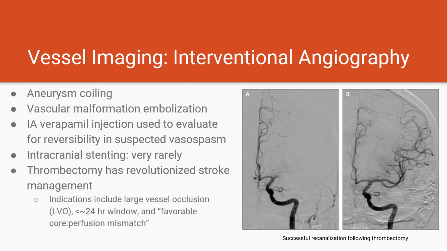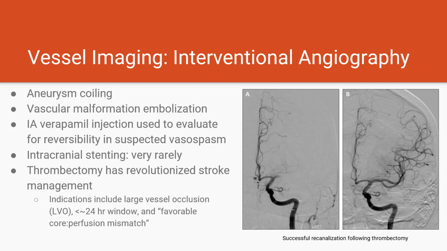But then, as we talked about, DSAs aren't just great for imaging vessels, it's also great for performing potential intervention. So just some of the potential procedures we can do include coiling of aneurysms, where small wires are fed into an aneurysm until they clot off, embolization of vascular malformations, and then actually we can do intraarterial injection of verapamil to evaluate for vasospasm, and that's because vasospasm should reverse with calcium channel blockers. Intracranial stenting was a practice that previously was gaining some traction, but more recent studies have shown intracranial stenting actually typically has very poor outcomes. So this is really only used as last resort.